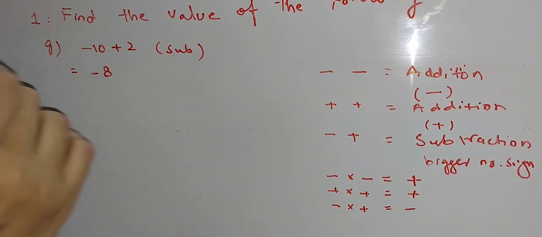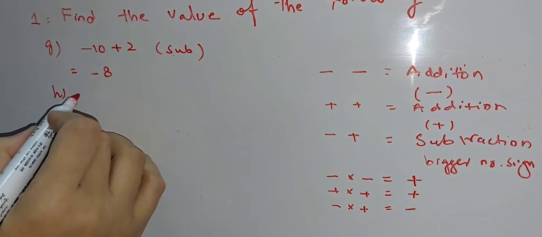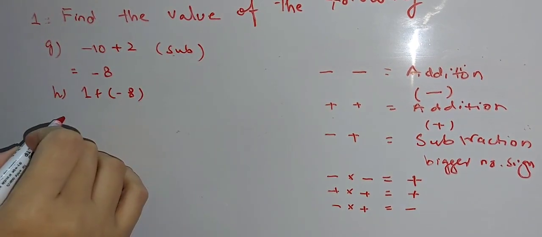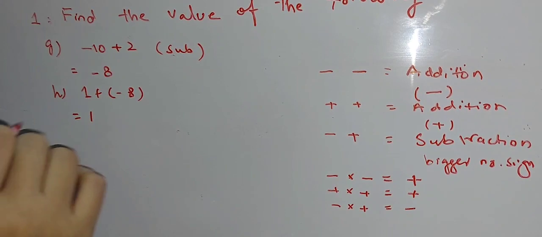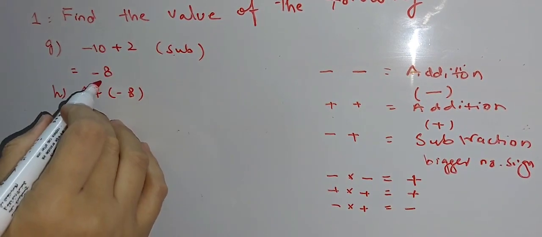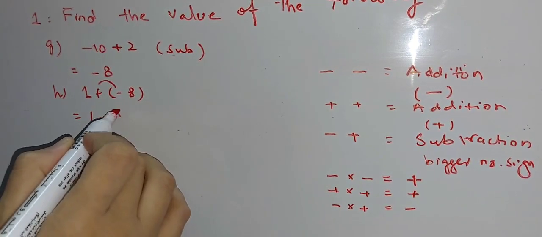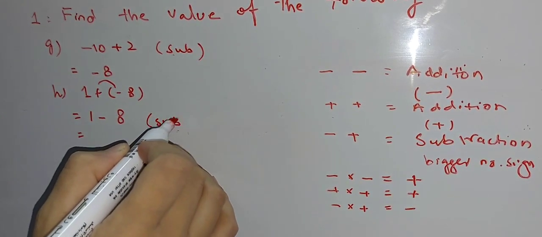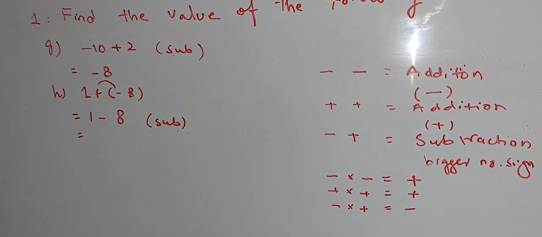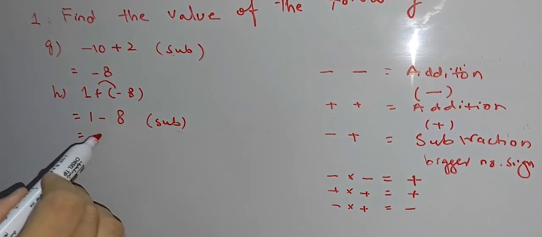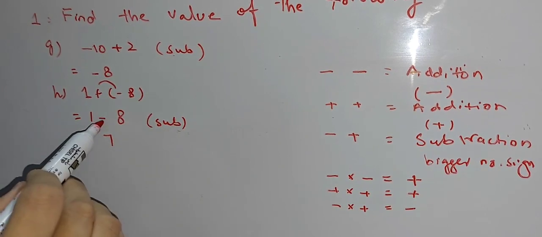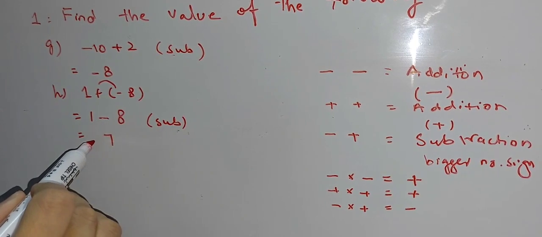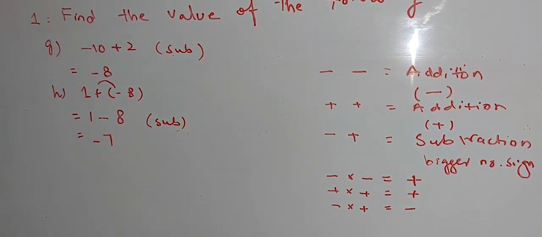Now part H is 1 plus bracket minus 8. Again, 1 we will write as it is, and then plus minus, minus 8. Now plus minus, we will do what? Subtraction. Opposite signs will come, then we will do subtraction. Then 8 minus 1, 7. But is the bigger number 1 or 8? 8. So 8 is with minus sign, so we will write minus here. So the answer will be minus 7.